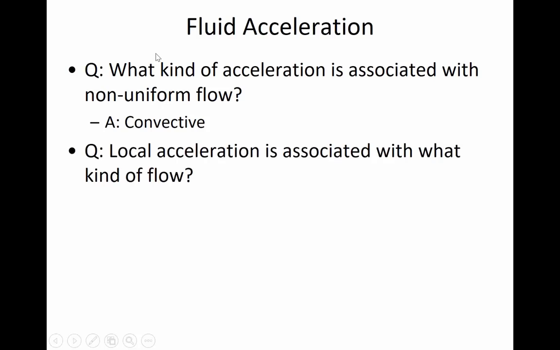All right, second question. Local acceleration is associated with what kind of flow? Another easy one. You should really beat yourself up if you don't get it. Local acceleration is associated with unsteady flow. So local acceleration is when velocity is changing with respect to time. So unsteady flow means a change in flow conditions with respect to time.